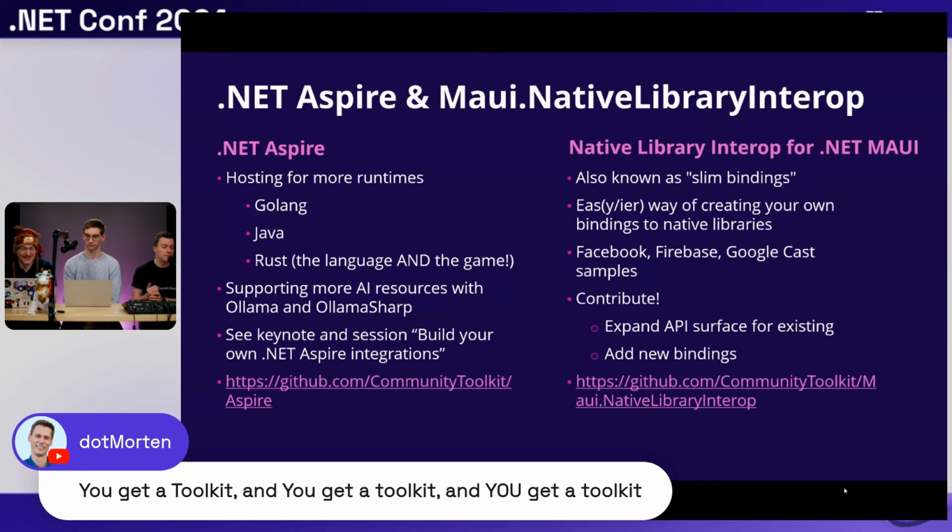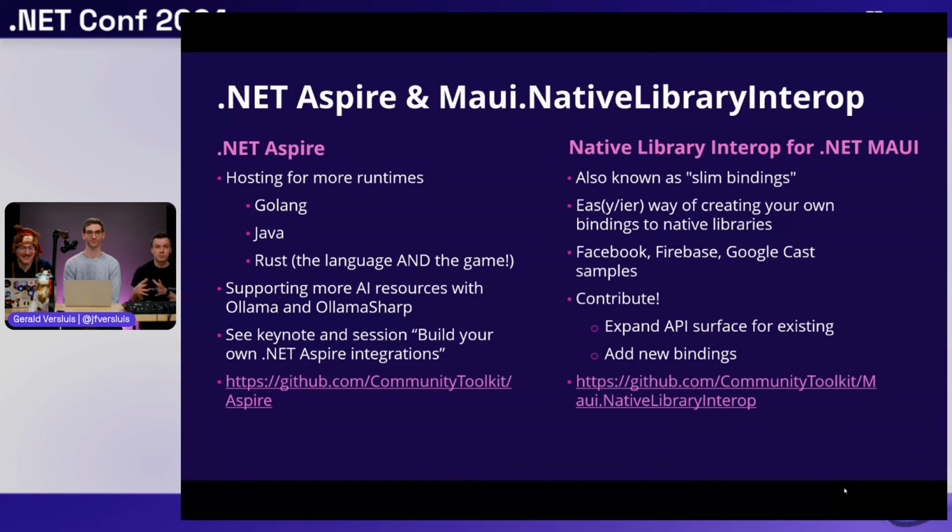We got a couple of samples on there already. And whenever you want to start contributing to that, you can expand the API service that's there and add new bindings. And what's really cool about this is that you don't have to wrap and bind the whole library like we've done before, but you can cherry pick only the APIs that you want to use from a certain library, and that's where it's all made easier.